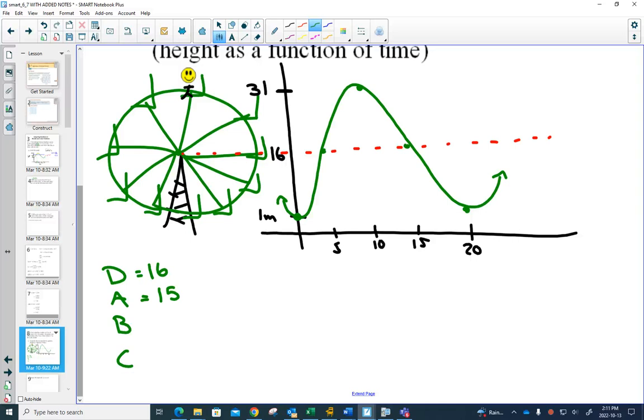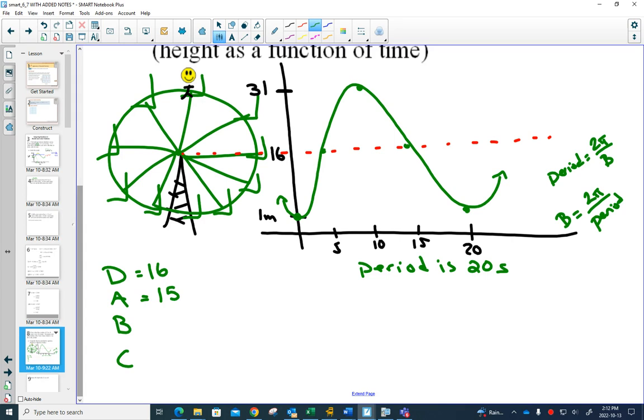Your B value helps you find your period, but we know that our period is 20 seconds. So how would you take the period and find your B value? Just like there's a formula that says period is equal to 2 pi over your B value, you could rearrange that formula so that your B value is 2 pi over your period.